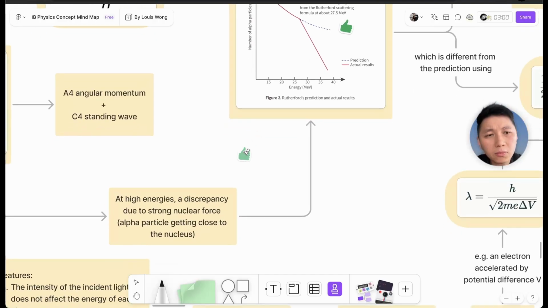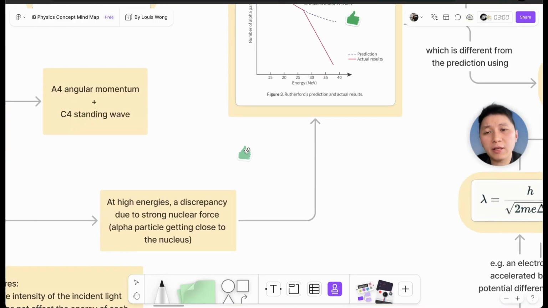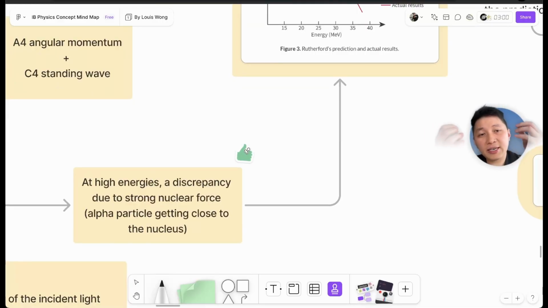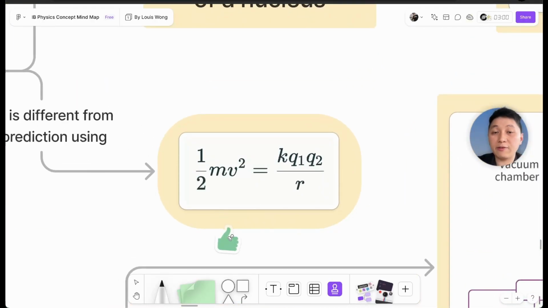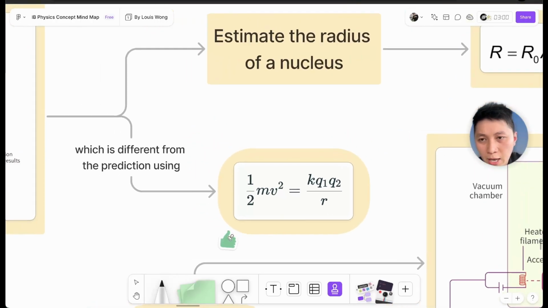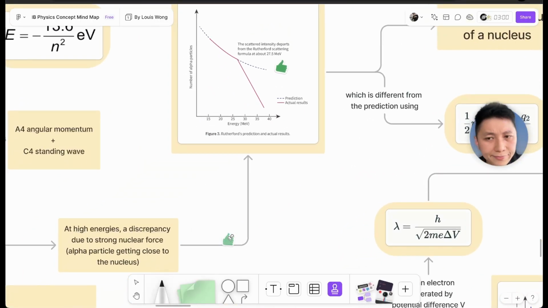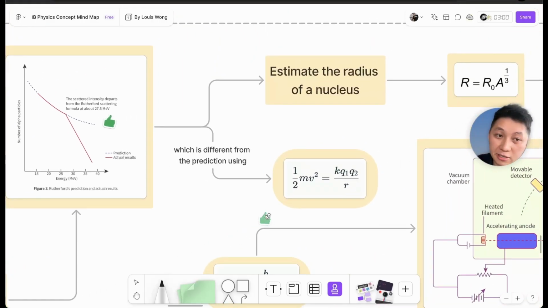It's something to do with the fact that at a high energy, it gets so close, because imagine one would have a head-on collision and then bounce off because of electromagnetic force. You can then easily model it by using the energy equation, half mv squared equals electrical potential energy, kQ1Q2 over r. That's a prediction. But then, when you get too fast, it gets to the range of the strong nuclear force. And so this equation does not consider the strong nuclear force.